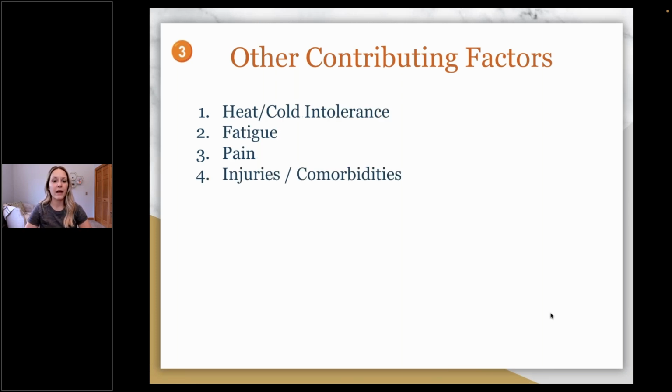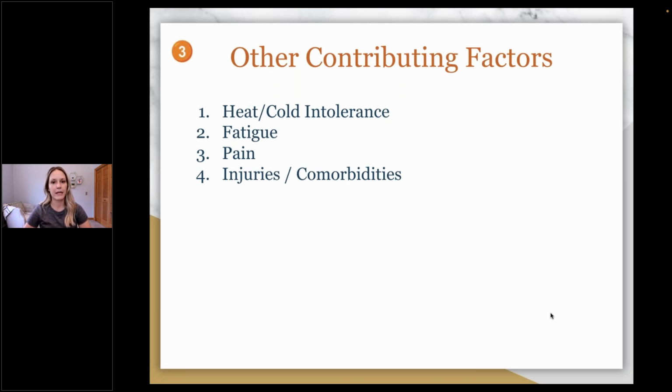So other contributing factors: heat and cold intolerance. If you notice that your walking is worse when it's hot out, or when you're stressed, or after a hot shower, it's likely due to heat intolerance. So we want to take action to cool our core temperature down.